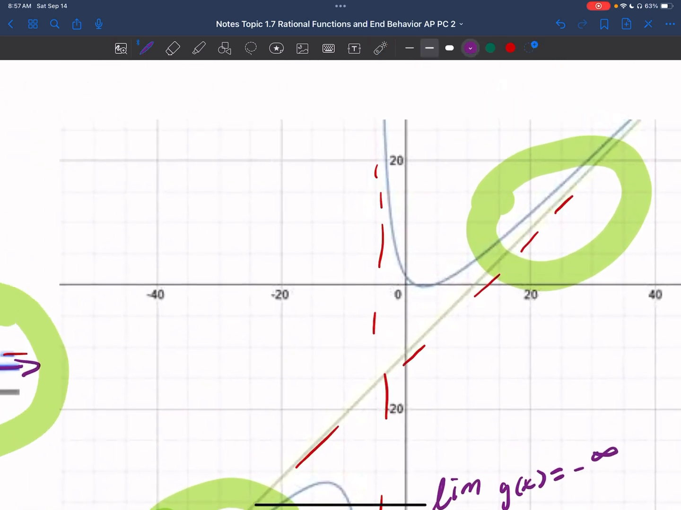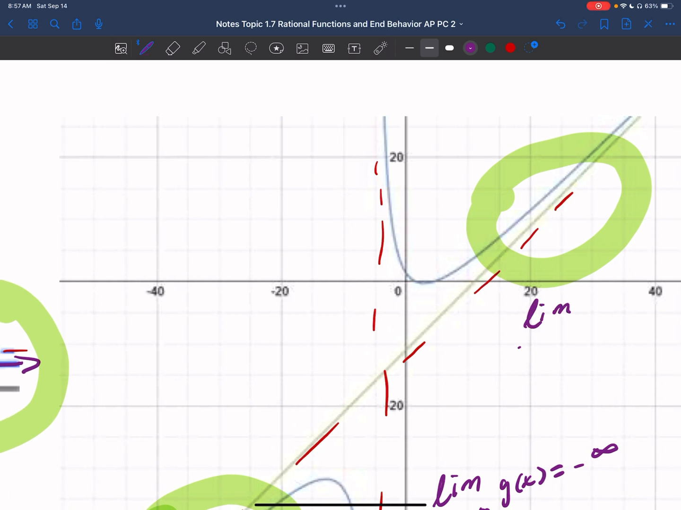When I look at the opposite side, I'm going to say that the limit as x approaches positive infinity for g of x is equal to positive infinity, because as you can see on this part of the graph, it will keep on increasing without bound, or it will keep on going up forever.